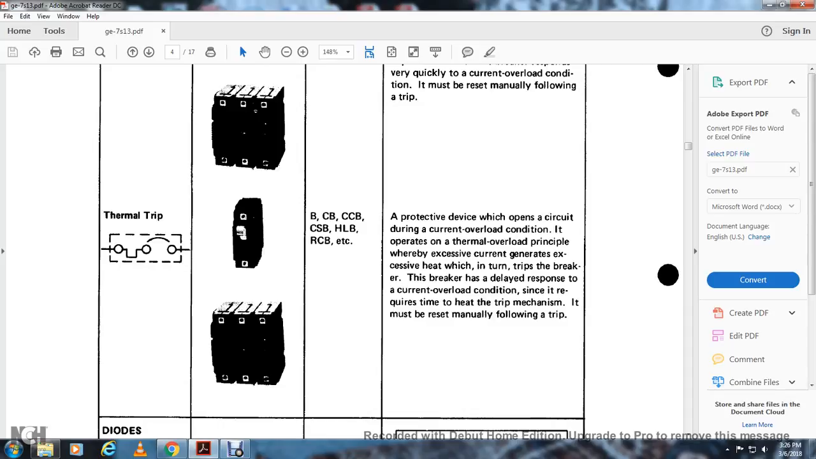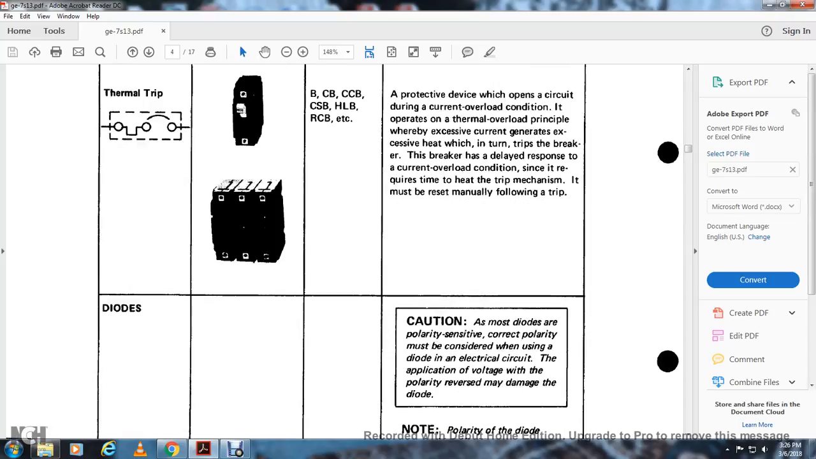A protective device which opens the circuit during a current overload condition. It operates on the thermal overload principle, whereby excessive current generates excessive heat, which in turn trips the breaker. The breaker has a delayed response to the current overload condition. Since it requires time to heat the trip mechanism, it must be reset manually following a trip.